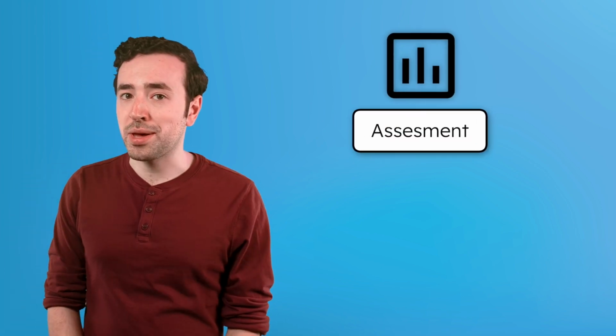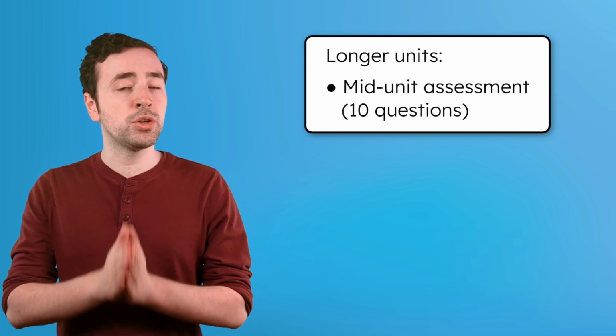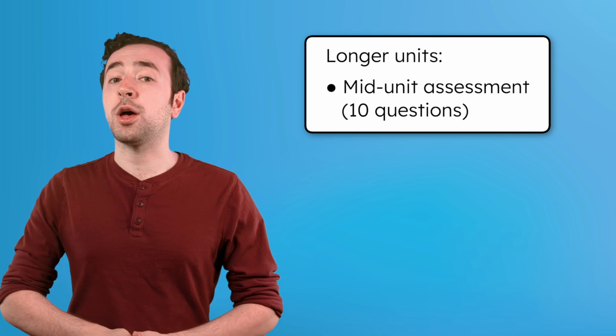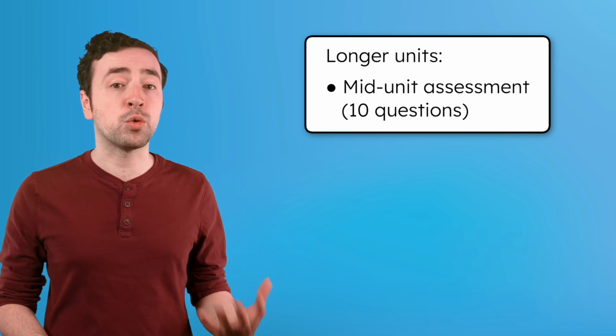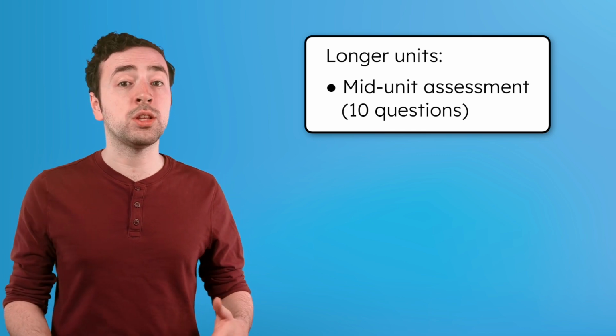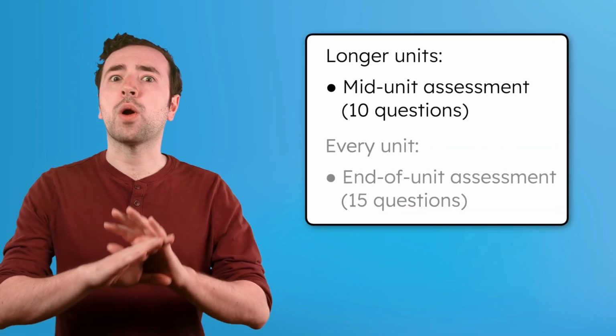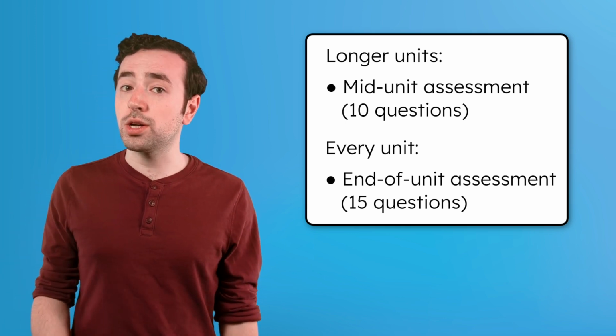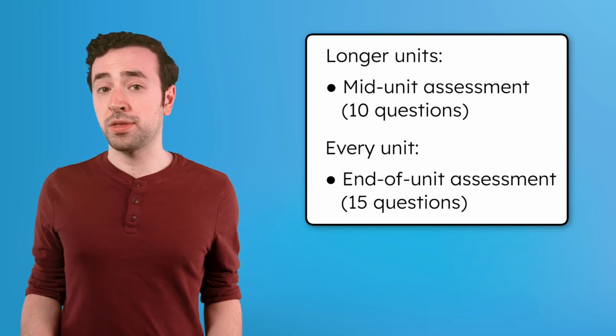So, you'll be doing all this learning and all this practice, which is great for your brain, but then what? How will you show everything you've learned? That's where assessments come in. For longer units, you'll take mid-unit assessments partway through, usually about 10 questions. These mid-unit assessments help you check in on your strengths and areas of growth early on, and can let you know what topics you might want to revisit before you continue to the rest of the unit. For every unit, though, you'll take an end-of-unit assessment, about 15 questions, to summarize and wrap up everything you've learned.